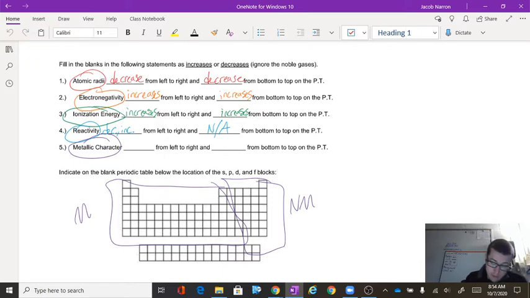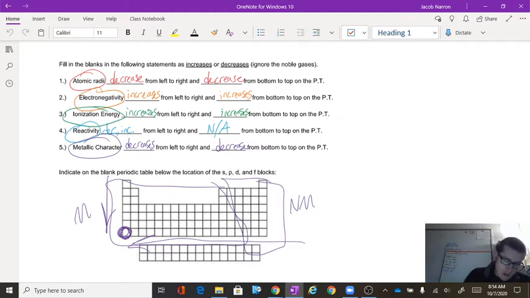So as you go from left to right, you're getting closer and closer to the nonmetal, so it's going to decrease from left to right. And in general, as you go from bottom to top, it's going to decrease as well because of that pattern with the stair step. So your most non-metallic element would be helium, but your most metallic element would be francium, down and to the left. So once again, we see this pattern right here as you get down and to the left.